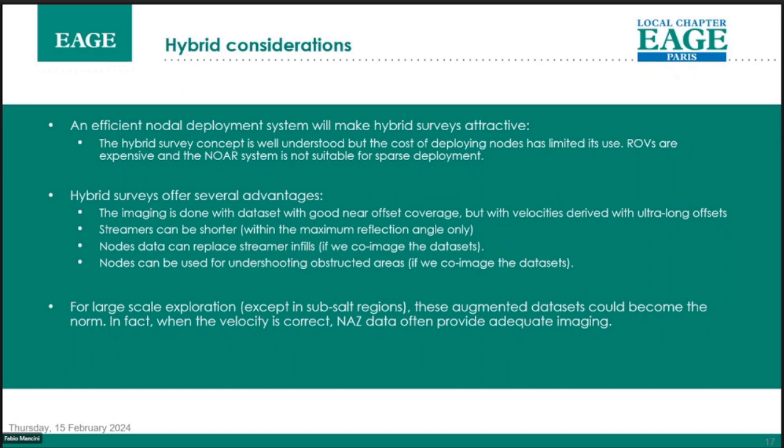When you have to cover 2,000, 3,000, 4,000 square kilometers, I think this augmented data set could become the norm. It's a well-known fact that in simpler geology, if the velocity is correct, then a narrow azimuth data set can provide adequate imaging.